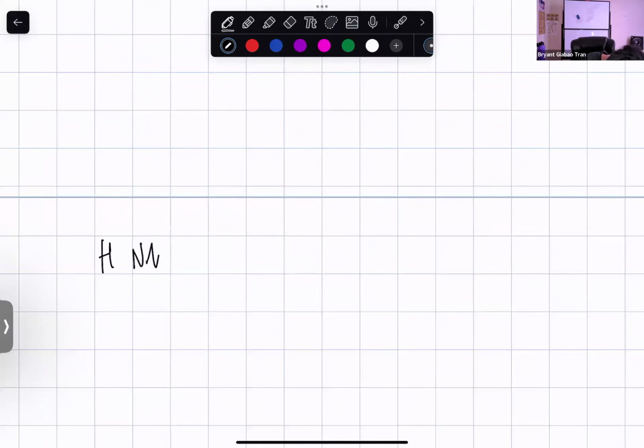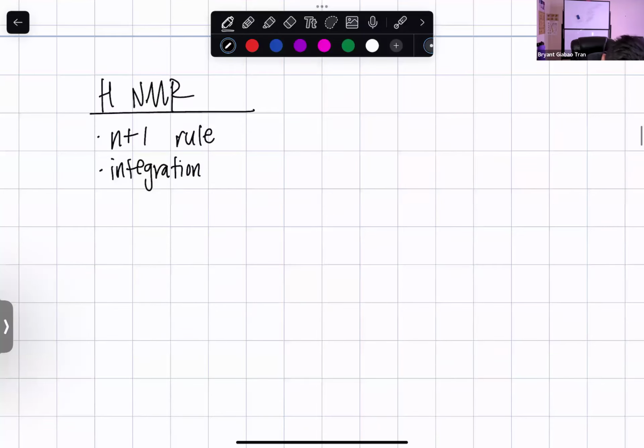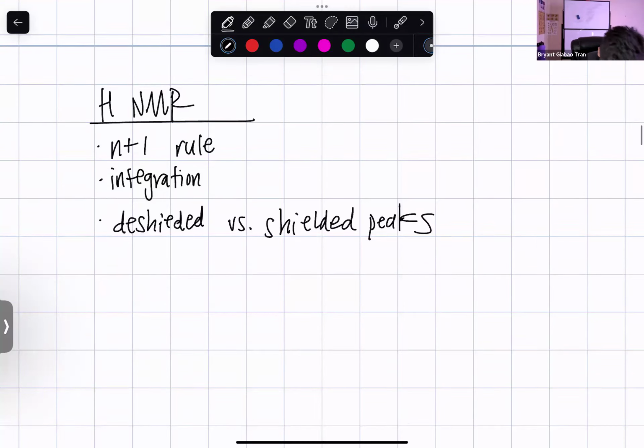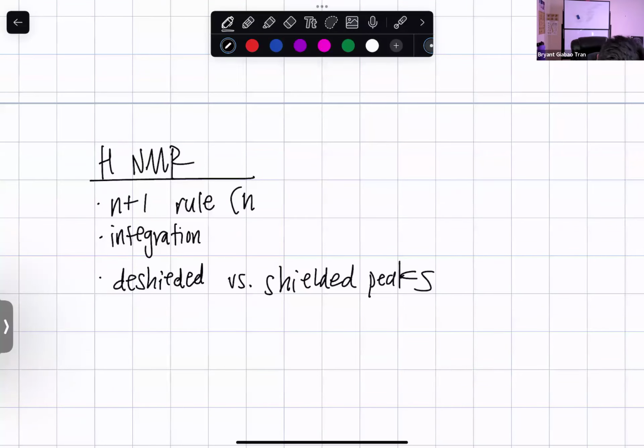HNMR is very specific. You have to worry about the n+1 rule, the integration, how many hydrogens are represented in each peak, the de-shielded versus shielded peaks, right? Where n is going to be representing the number of neighbors.